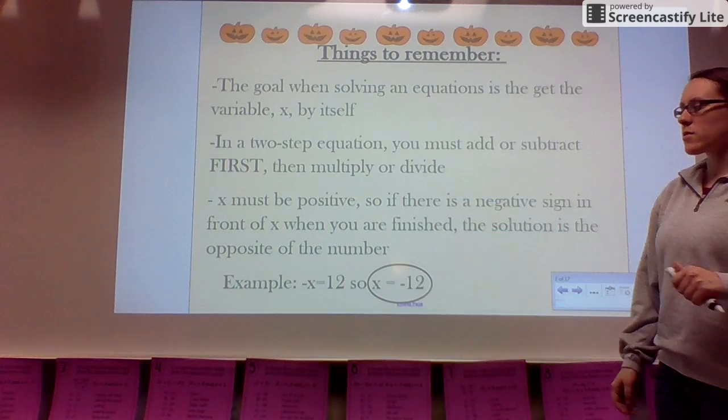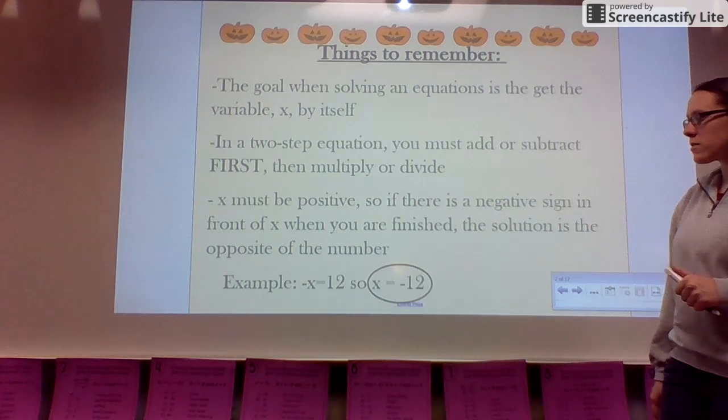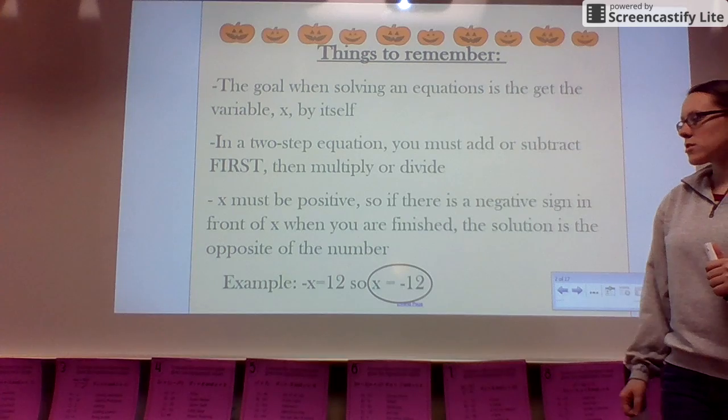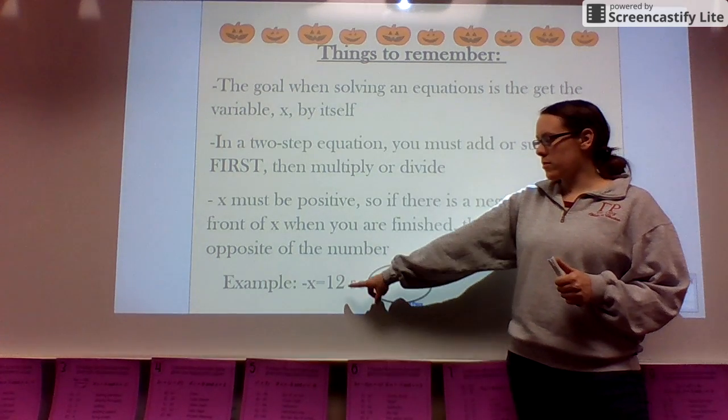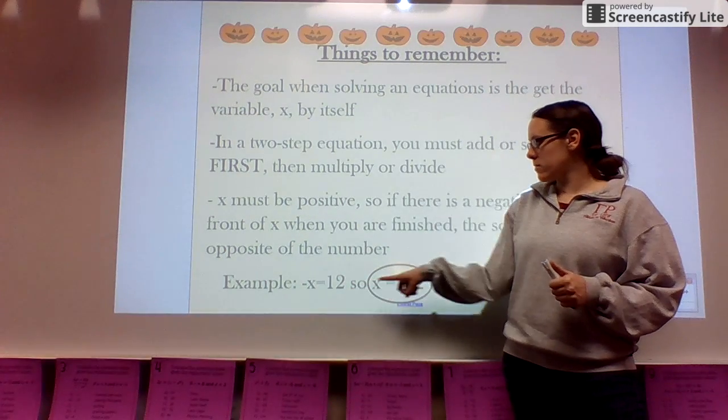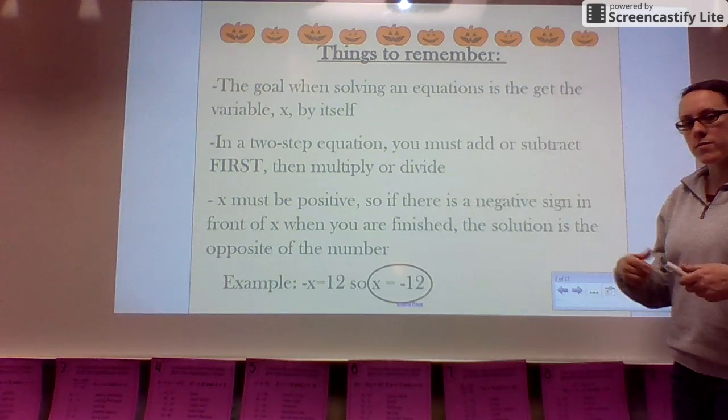Last thing, x must be positive. So if there's a negative sign in front of the x when you're finished, the solution is the opposite of that number. So for example, if you got negative x equals 12, x would equal negative 12. You just flip the sign.